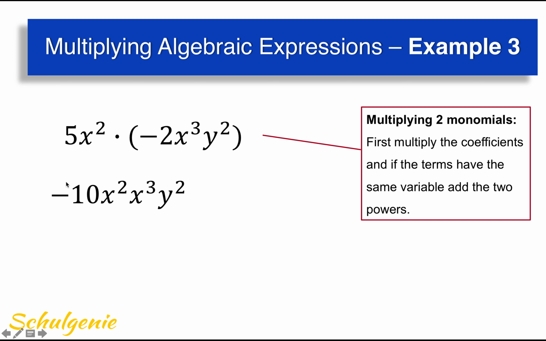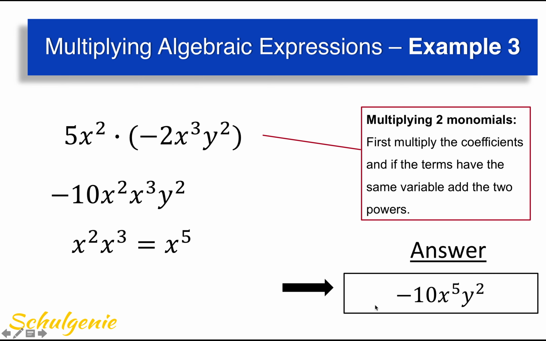So first we are going to write it as negative 10 because you multiply 5 and negative 2, and we are going to add all of the variables. And now, since they share the same variable x, we're going to add the powers. 2 plus 3 equals 5. So x to the power of 5. And your answer is just going to be negative 10, x to the power of 5, y to the power of 2, because you just multiply the coefficients, and then if they have a variable that is the same, you're just going to add the two powers, and that is your answer.